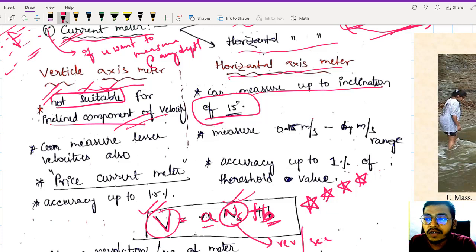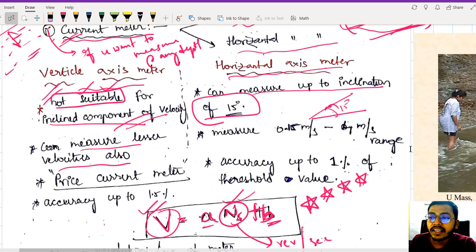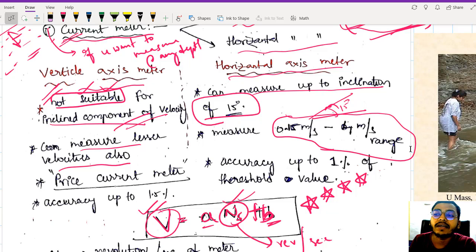Okay, if there is a deviation, or an inclined component of velocity up to 15 degrees, no issues, it will give you the correct reading. So it can measure lesser velocities also, but for this horizontal axis there is a certain limit. It can measure in the range of 0.15 to 4 meters per second. This is its range, whereas your vertical axis can measure lesser velocities also.